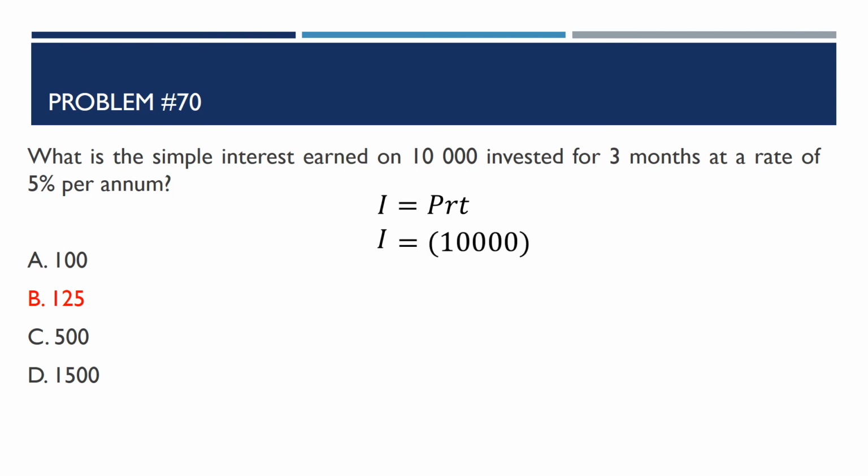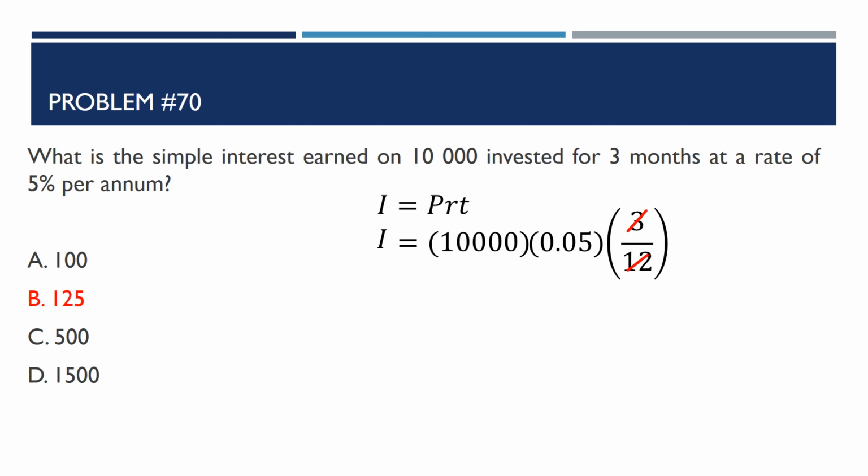So the principal is 10,000, that's the amount invested, times the rate, which is 5%. In decimal, it's 0.05 per annum. Annum means annual. Times the time. The time is less than a year. The rate is per year, so the time has to be written in years. But it's only 3 months, so we're going to write it as a fraction of a year, which is 3/12.